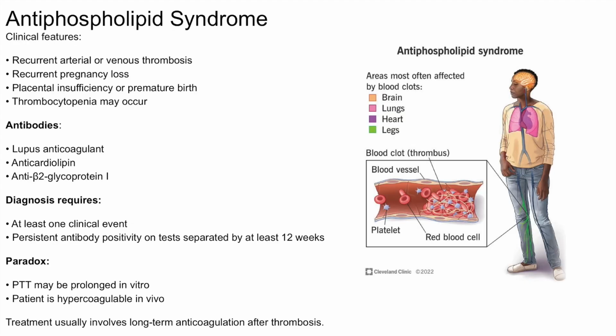So antiphospholipid syndrome causes recurrent arterial or venous thromboses and pregnancy complications such as recurrent fetal loss, placental insufficiency, or premature birth. The major antibodies are lupus anticoagulant, anti-cardiolipin, and anti-beta-2 glycoprotein 1. Diagnosis requires at least one qualifying clinical event plus persistent antibody positivity on tests performed at least 12 weeks apart, so a positive antibody test alone is not sufficient. The classic paradox is that lupus anticoagulant may prolong the PTT in the laboratory while producing hypercoagulability inside the patient. Thrombotic disease generally requires long-term anticoagulation.